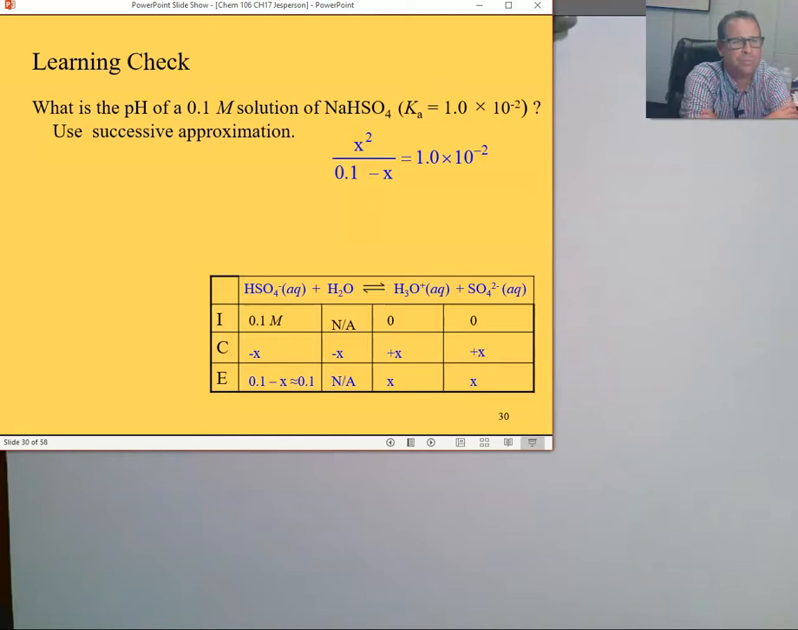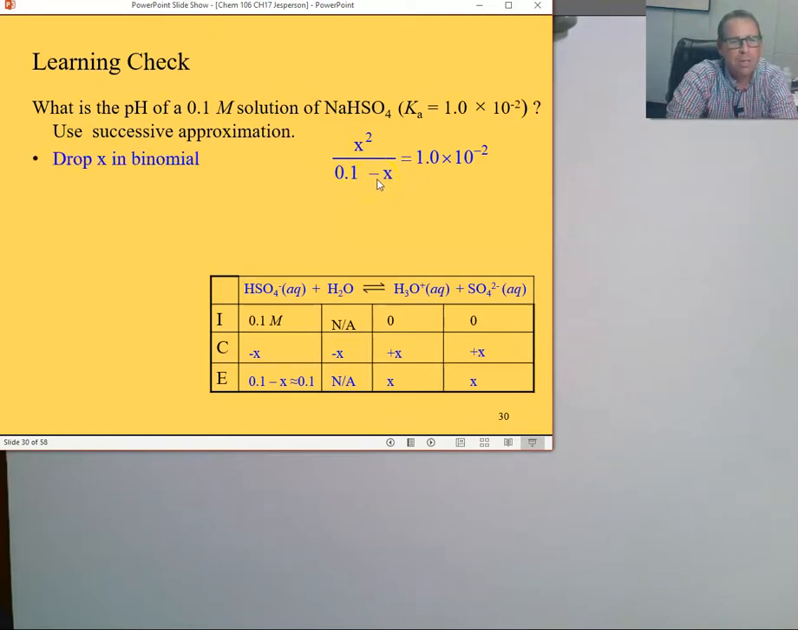Is that because Ka is not very small? That's right. It's too close to the concentration of the initial material that we have. And so 0.1 minus x would not be an insignificant change. Therefore, we can't just drop that x.